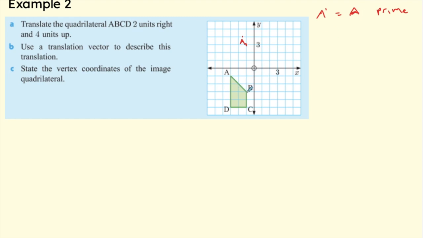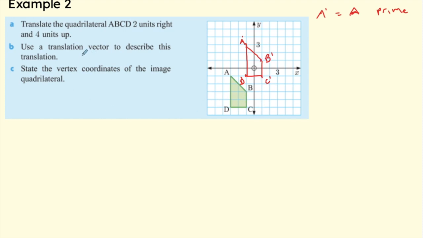For B, we need to go 2 right, 1, 2, up 1, 2, 3, 4. And that's called B prime. C, 1, 2, up 1, 2, 3, 4. Guess what? That's called C prime. And D is 1, 2, up 1, 2, 3, 4. And D prime, and we could connect. And now we have our object and our image.